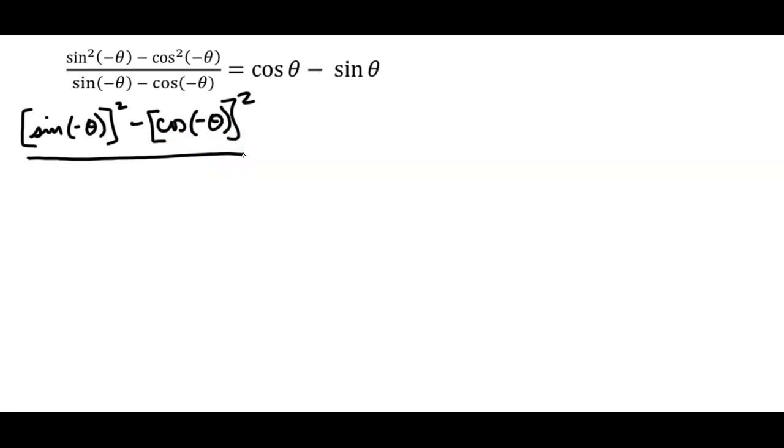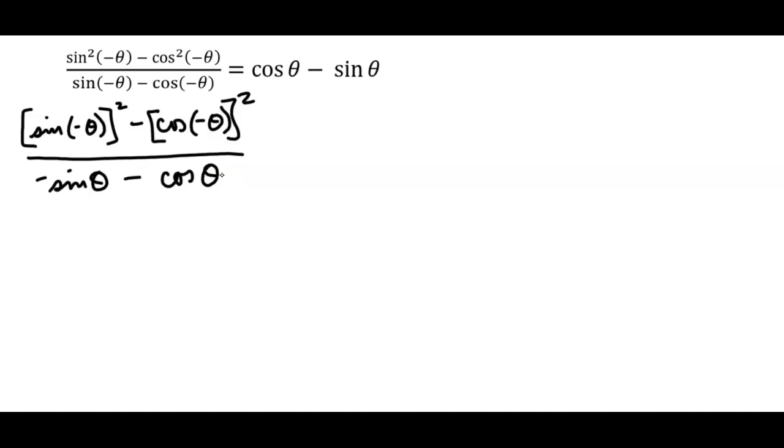Okay. In the denominator, the functions aren't being squared, and so I can just use the even odd identities. So my sine negative theta will be negative sine theta. And then it'll be minus cosine theta. Cosine negative theta is just cosine theta.